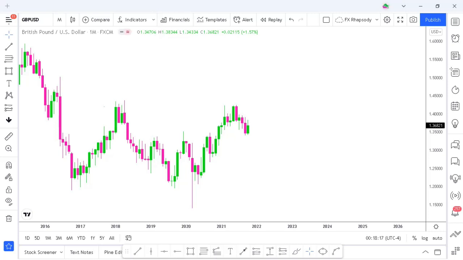Today we'll be looking at the British pound US dollar again, and then also the British pound Japanese yen.